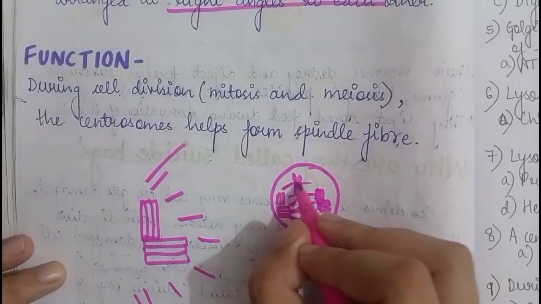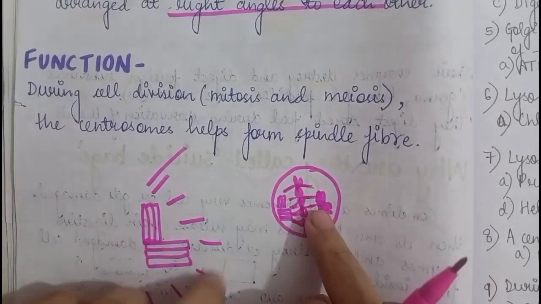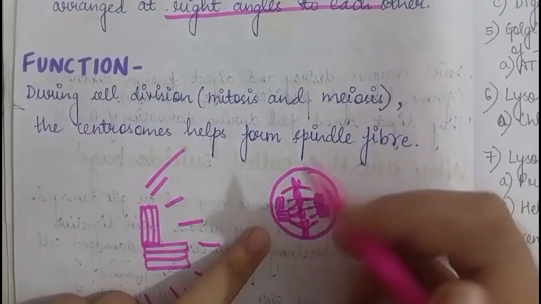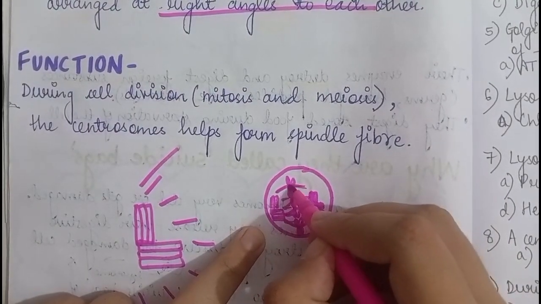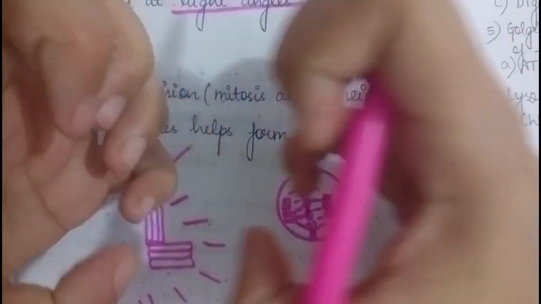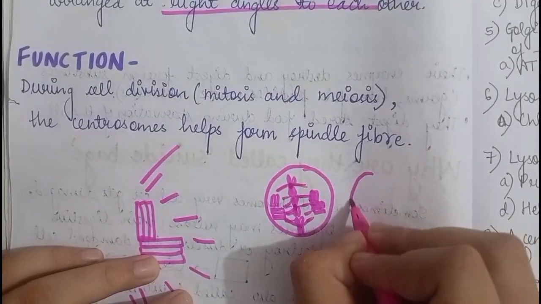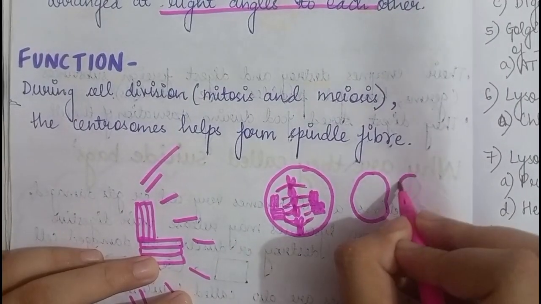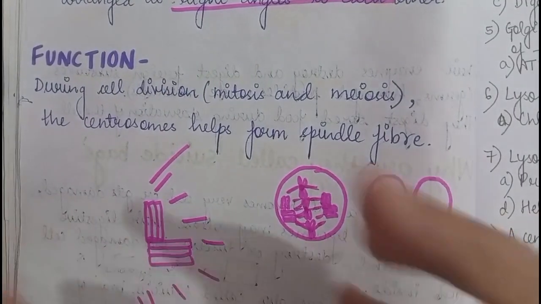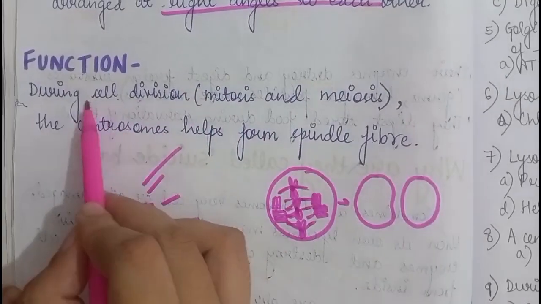So what will happen during cell division? These spindle fibers will be connected from one end to the other end, and they will be joining the center of the chromosome also, and they will separate like this. They will contract like this, and the cell will be divided into two cells. This is how the cell divides, so it helps in cell division.